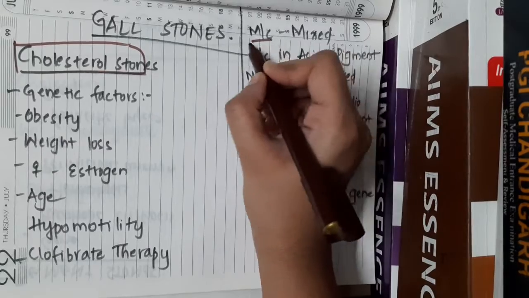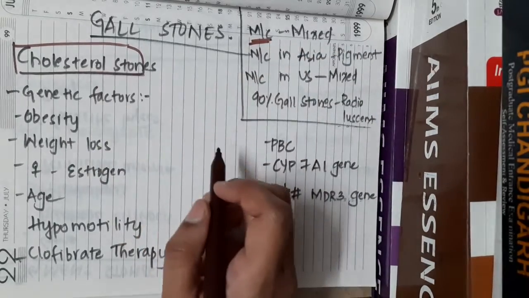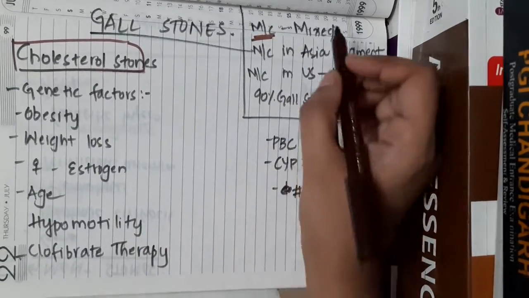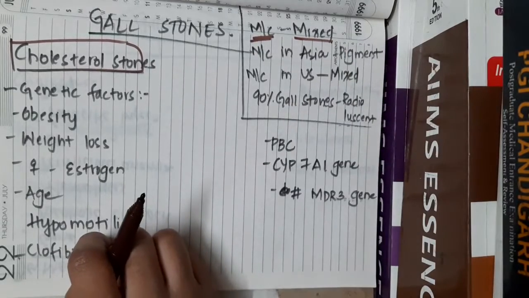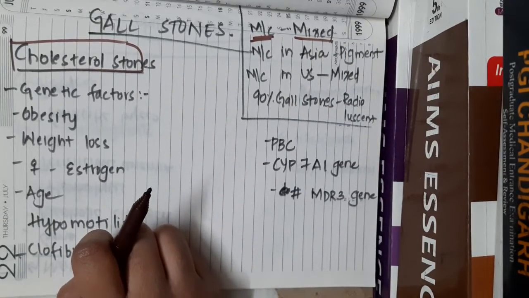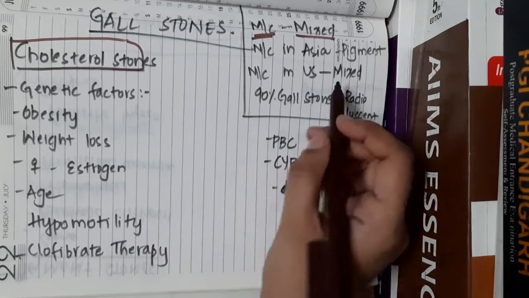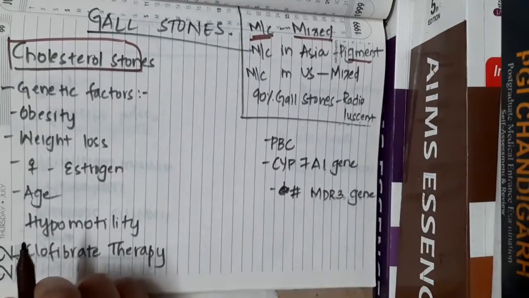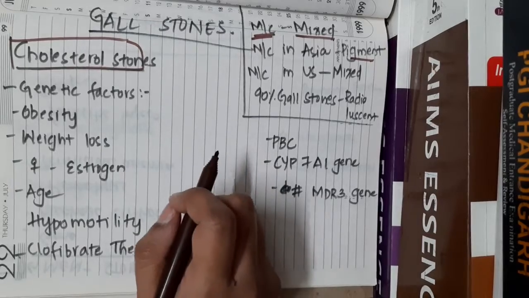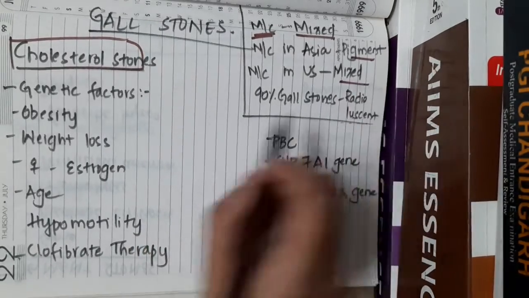The most common gallstone seen in the whole world is mixed stone. The most common gallstone seen in Asia, in Asians, is pigment stone. The most common gallstone seen in the United States is mixed stone.